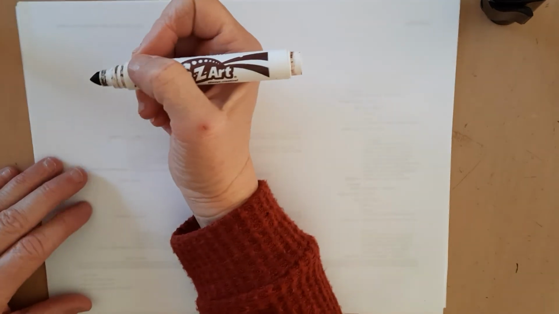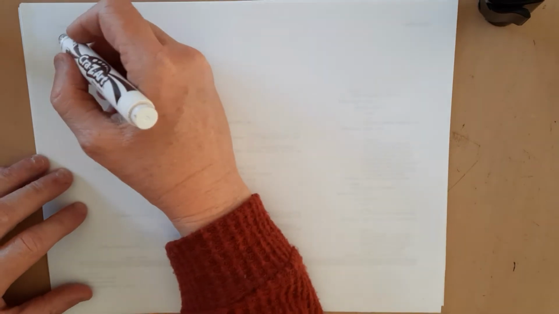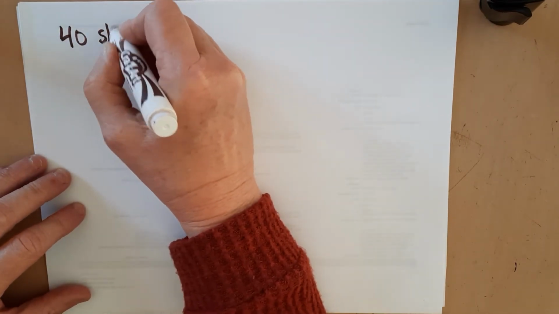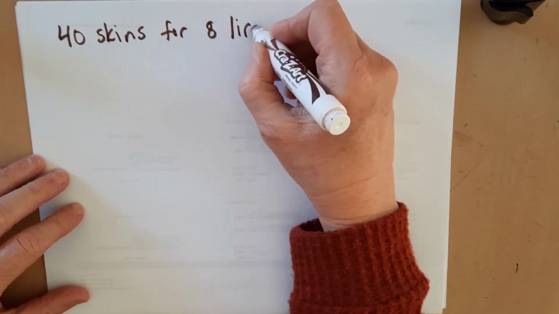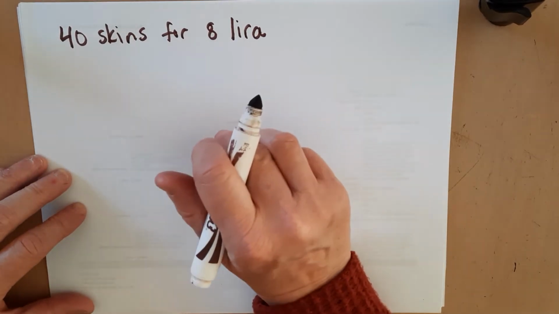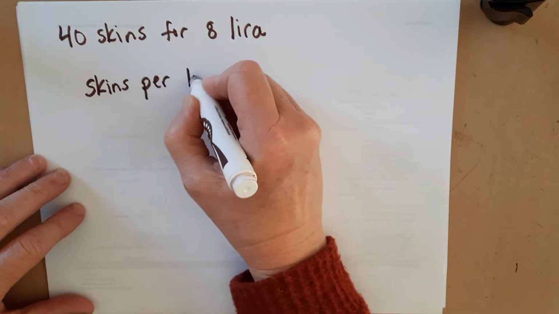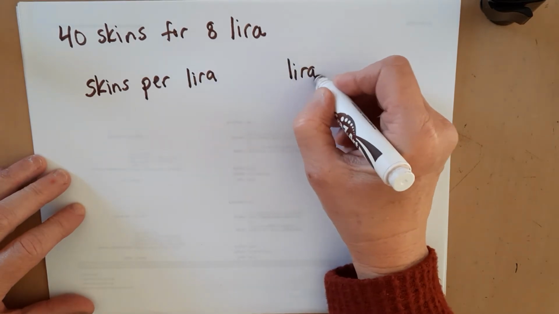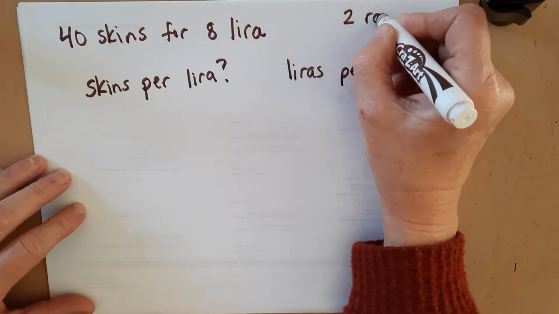This is another problem, and it's actually one of your homework problems. So if you're watching this video, you get a little bonus help with your homework. This is number 5 in problem set 36. It says Marco Polo bought 40 skins for 8 lira. Lira is just another word for a type of money denomination. 40 skins for 8 lira is kind of like saying 40 skins for $8. What is the rate in skins per lira, and what is the rate in liras per skin? So we're looking for 2 rates or ratios in this problem.